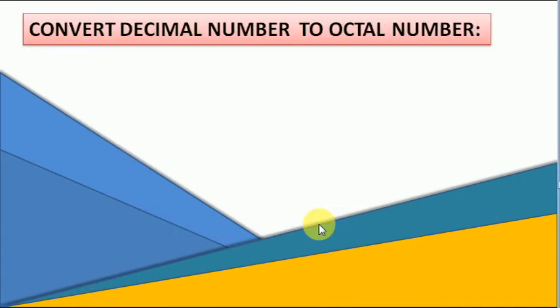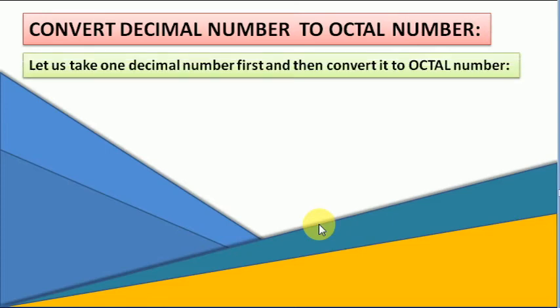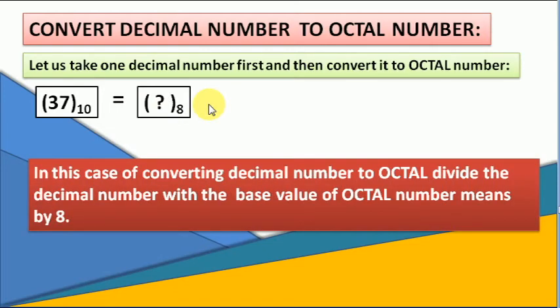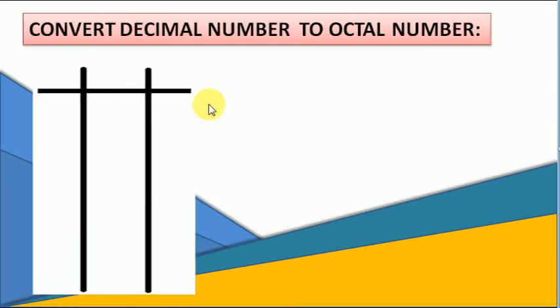Now we move to the next one, converting a decimal number to an octal number. Previously we did decimal to binary, now decimal to octal. Again we are going to divide the decimal number, but this time we divide it by the octal base, that is 8. Now the number is 37, a decimal number, and we convert it to octal. That means we divide this 37 by 8. Same process as in the previous case. How will we do it? Same method.